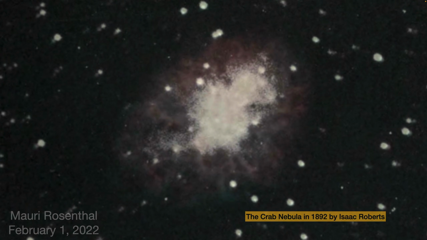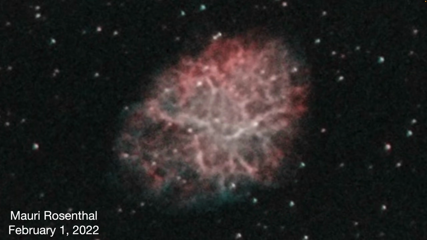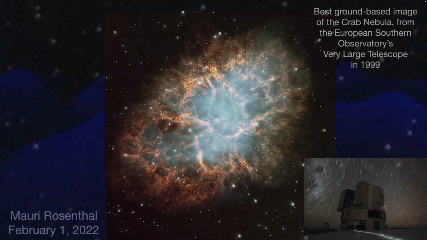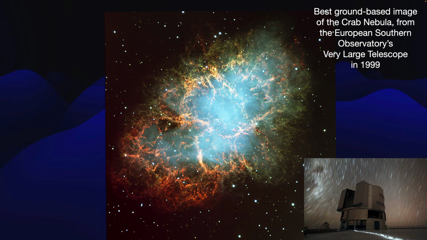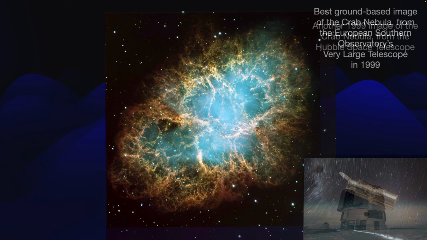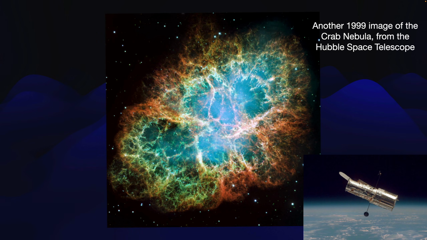And then this is done by an amateur astronomer, Mauri Rosenthal. He actually describes how he photographed the nebula. And then let's take a look at a real detailed version from the European Southern Observatory's VLT, the Very Large Telescope. And this was from 1999, and the same year, it was imaged by the Hubble Space Telescope. And just look at that detail. It's pretty insane.